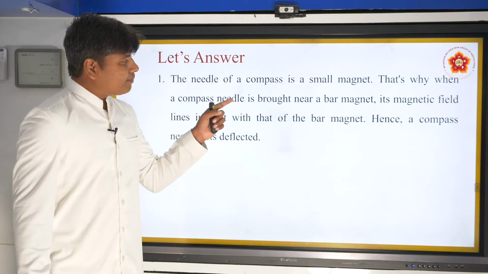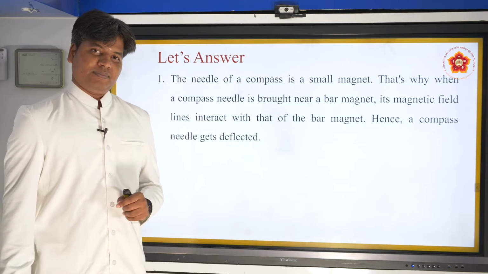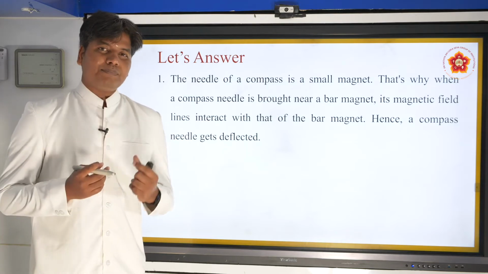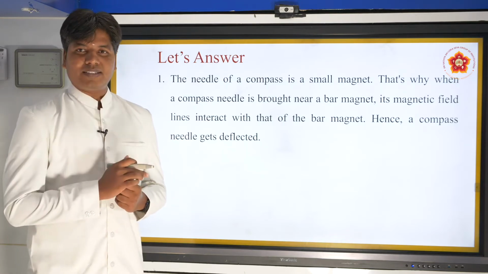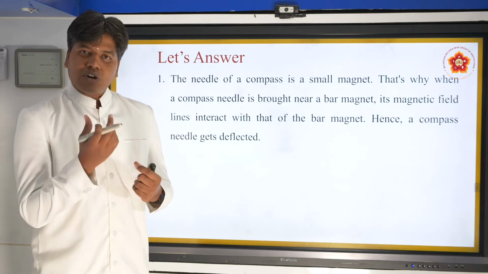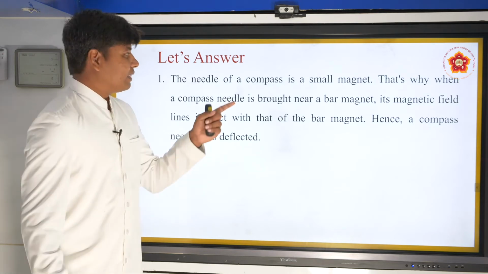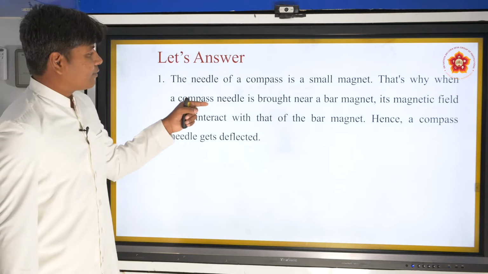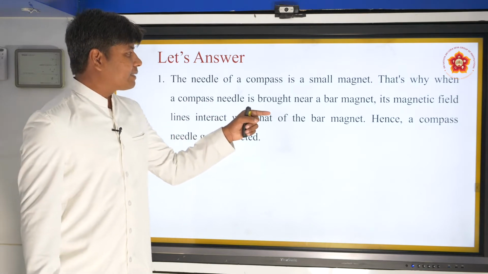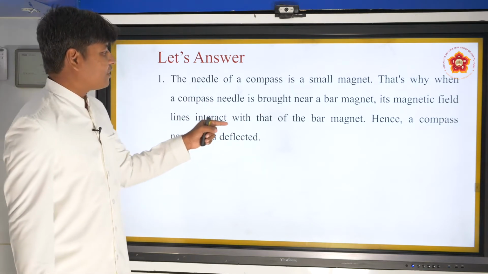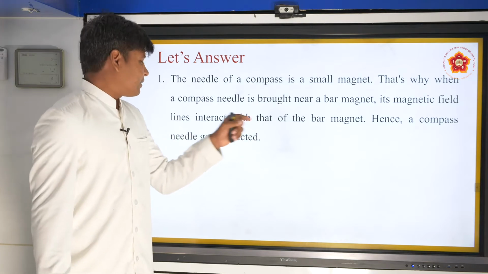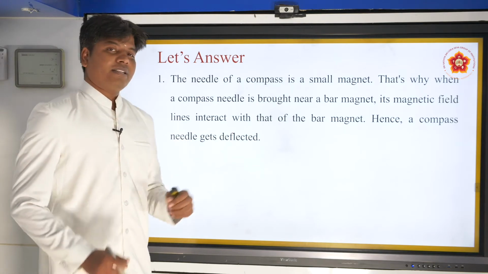The needle of a compass is a small magnet. So you can see in the compass you will have the north pole and south pole, right? So it is also a small magnet. That's why when a compass needle is brought near a bar magnet, its magnetic field lines interact with those of the bar magnet. Hence the compass needle gets deflected.